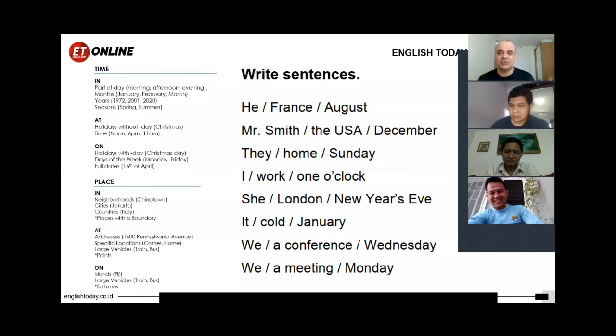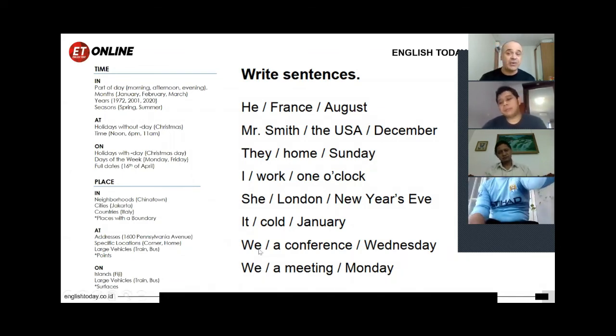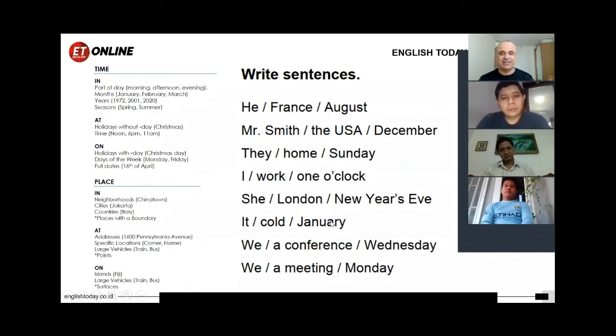So the best thing to do is just go slowly. Get your basics first. Maybe just focus on in. When do I use in? I use in for parts of the day, months, years, seasons. Make sure you get that one, and then later go for at. Just slowly, step by step. Otherwise, you're going to go crazy.